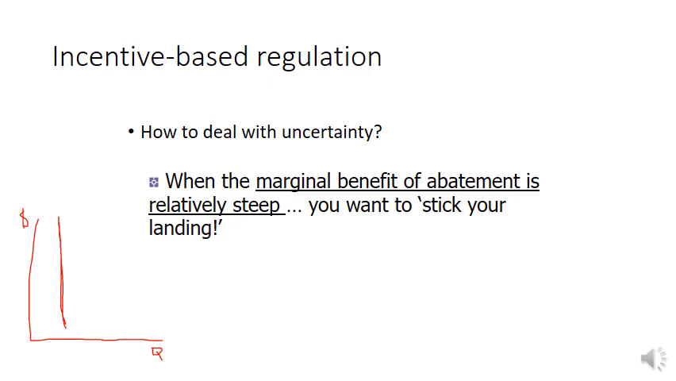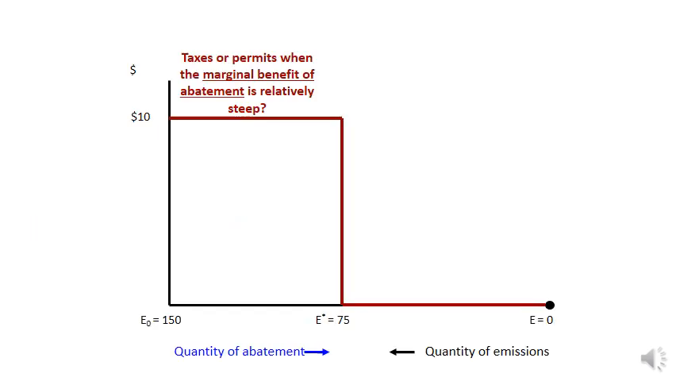So let's explore this graphically a little bit. In this case, rather than a steep curve, we'll show a threshold curve. A threshold curve is essentially the steepest curve, because you'll note this verticality here at 75 emitted units.